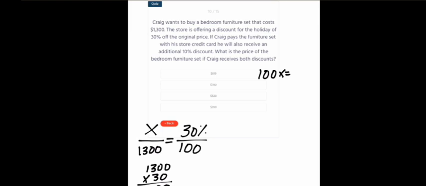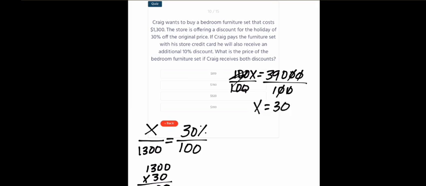So it's actually 39,000. That little corner got me, sorry. But I hope you understood what I meant. So 100x equals 39,000. We're going to divide by 100. We're going to get rid of those extra zeros because it's super easy. And we're left with $390. Oops, sorry, $390, not 30.